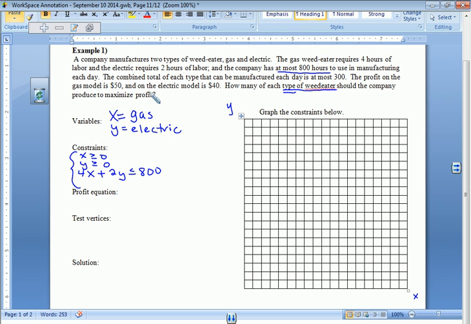Okay, are there any other constraints or limitations that we could represent as an inequality? All right, so the next sentence, the combined total of each type that can be manufactured is at most 300. What do you think that combined total? Very good. X plus Y is less than or equal to 300.